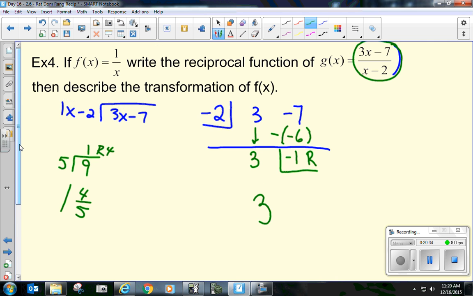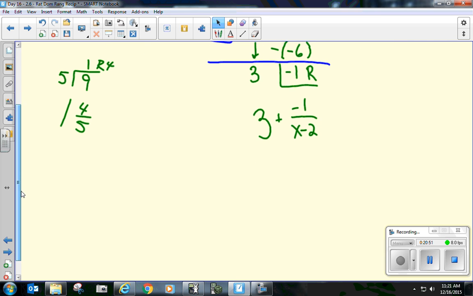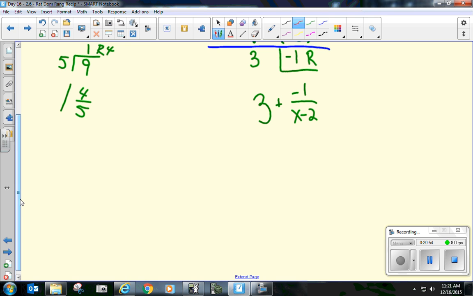This remainder can go over whatever I'm dividing into it, my x minus 2. So that's a negative, so I can say plus negative 1 over x minus 2. I'm going to use that to put into my f of x. What do I mean? Well, this is a positive 3, right? So I'm going to even write that. That's a positive 3. And whenever I add a negative number, that's like saying negative 1 over x minus 2, right? Because I added a negative here. So that's just like saying minus 1.